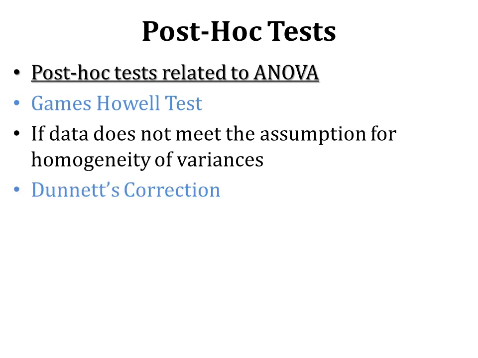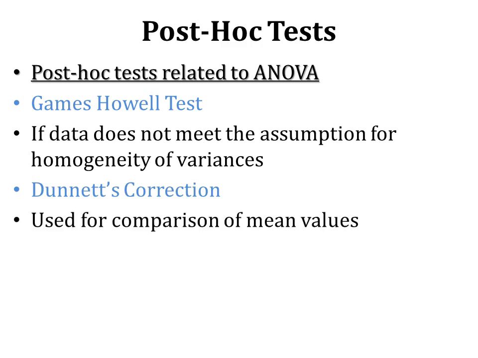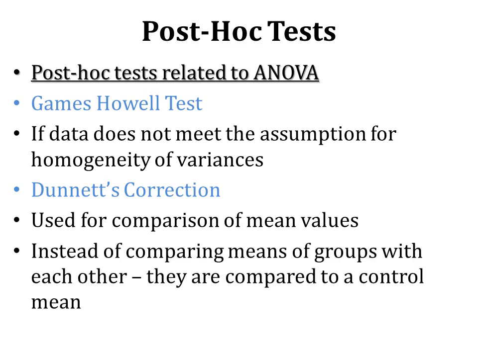And then we have Dunnett's correction, and this is used for the comparison of mean values, but how it is different from the others is that instead of comparing means of groups with each other, they are compared to a control mean, right? So in Dunnett's correction, a control mean is taken, and then the rest of the mean values are compared with that control mean.